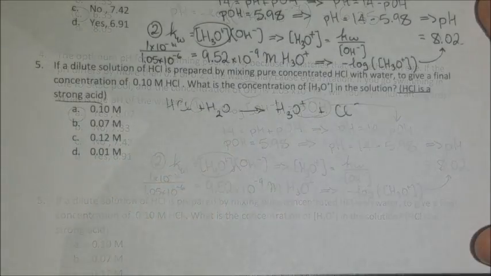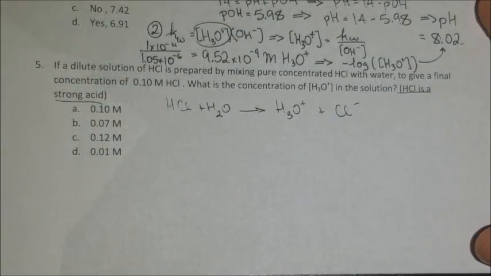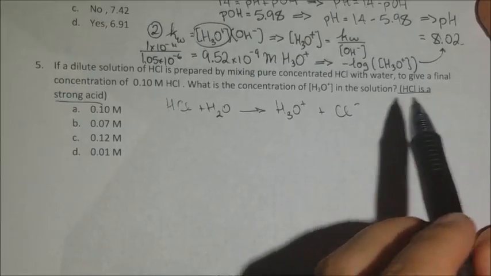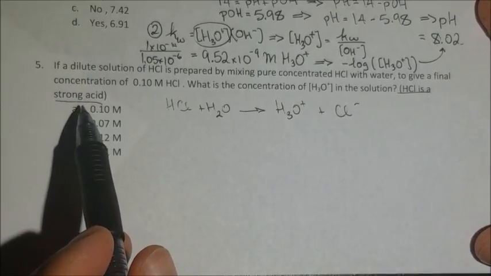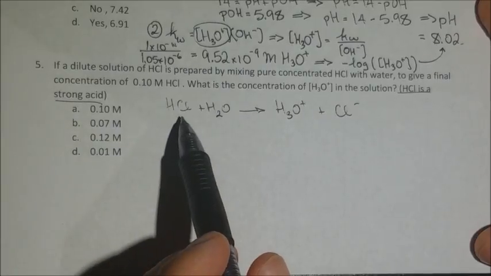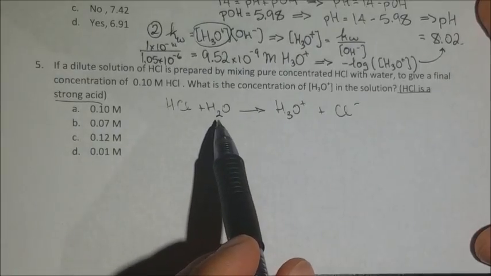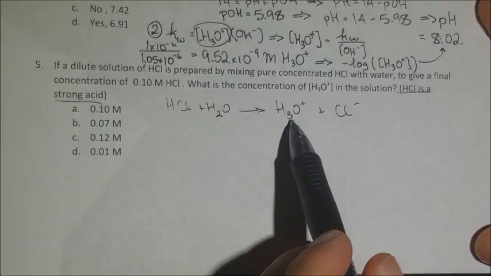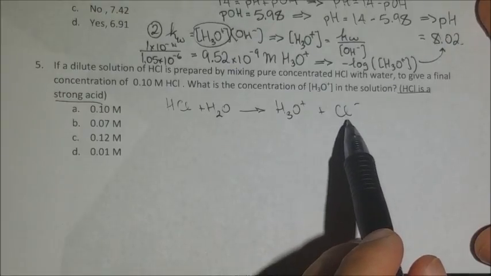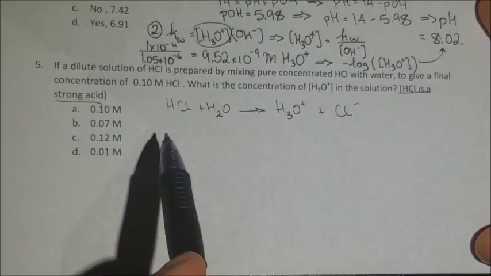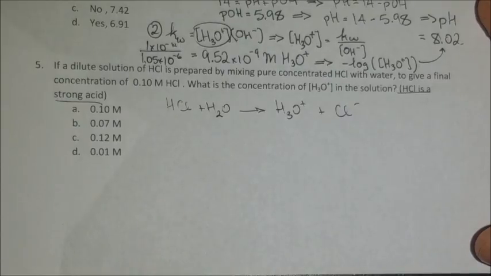In number 5, if a dilute solution of HCl is prepared by mixing pure concentrated HCl with water to give a final concentration of 0.1 molar HCl, what is the concentration of H3O+ in this solution? So the key thing here to note is that HCl is a strong acid. This is a very important clue. So when you dump HCl into water, this is what happens, right? You make hydronium and chloride. Okay, and the HCl will completely split up.